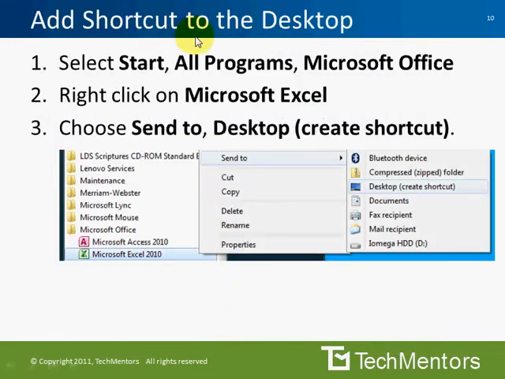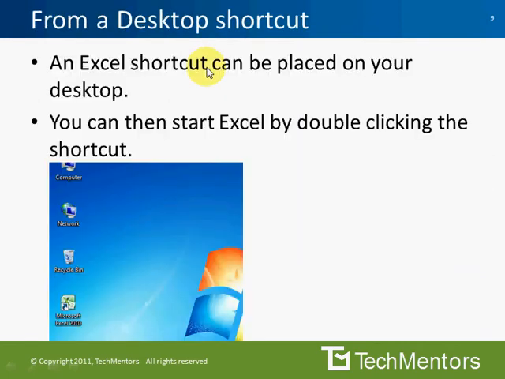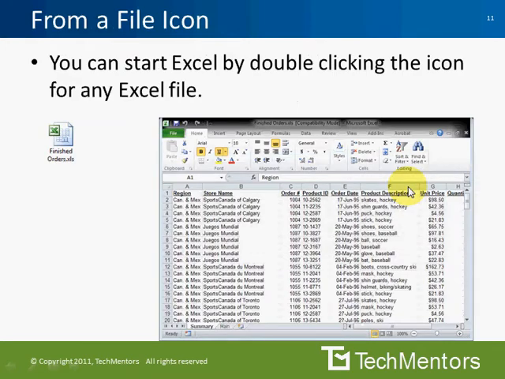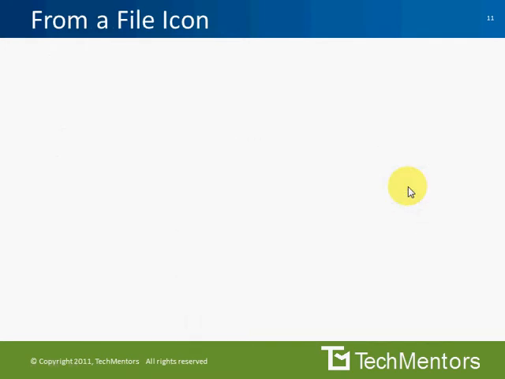Okay, we can also start Excel from a shortcut on the desktop. To put it on the desktop, we go back to the same old place. You right-click on Excel, and this time we choose Send To. And then from here, we'll select Desktop, Create Shortcut. That'll put a shortcut on the desktop that we will then be able to get to.